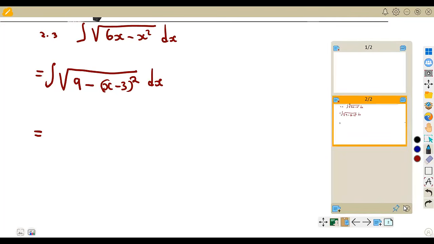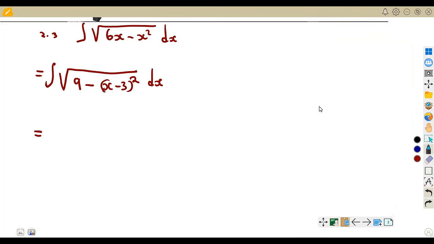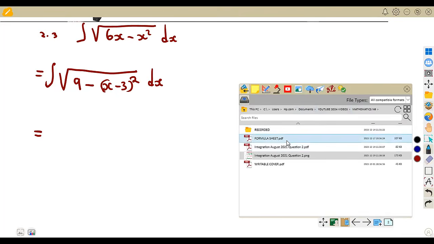If not, let me try to insert. Very sorry for that, guys. Let me just try to insert our formula sheet. I want you to properly see what I am explaining.